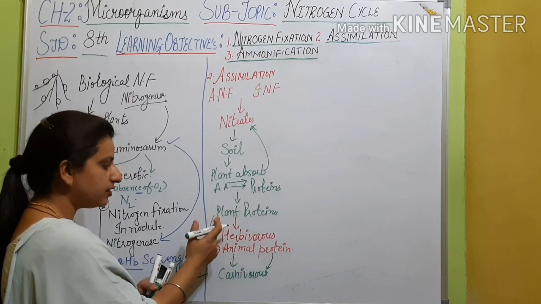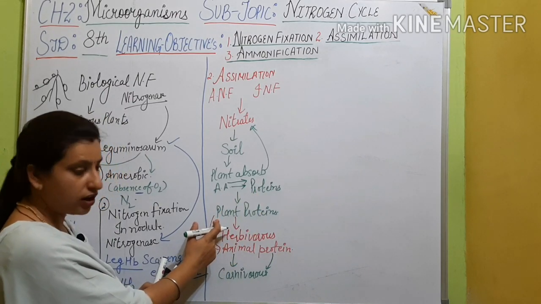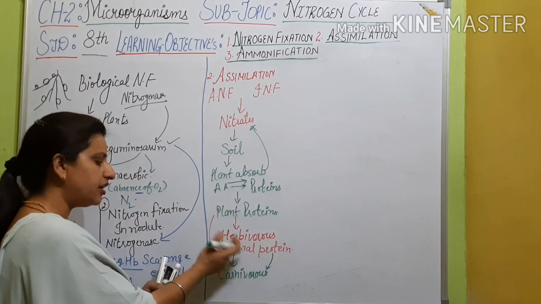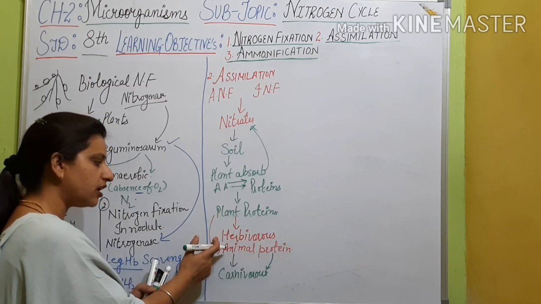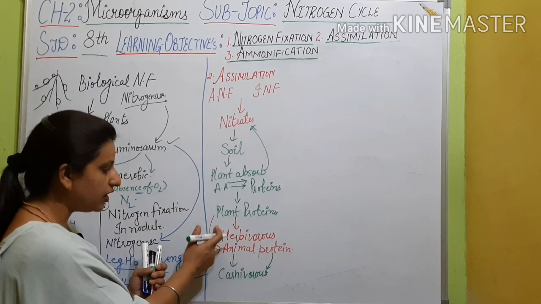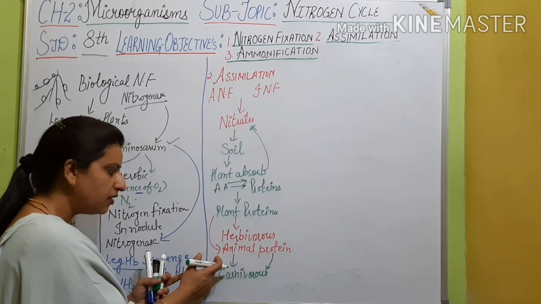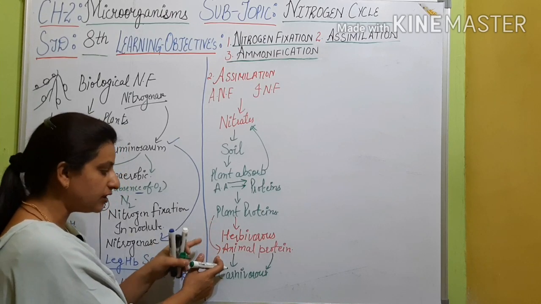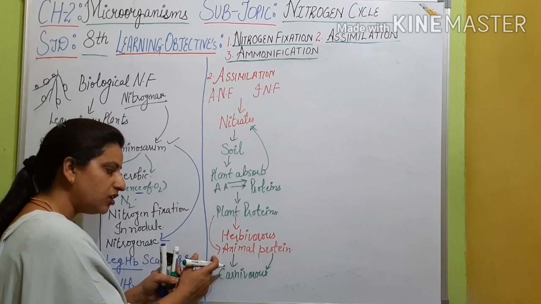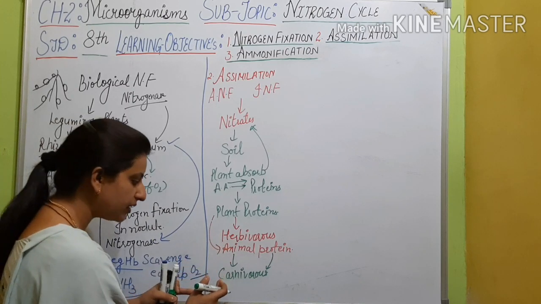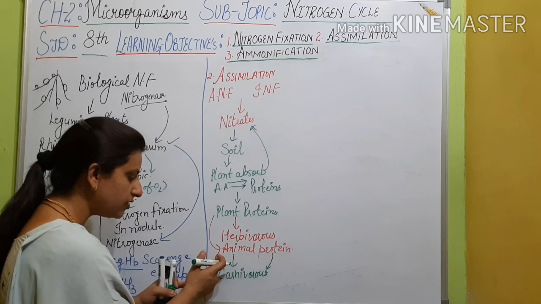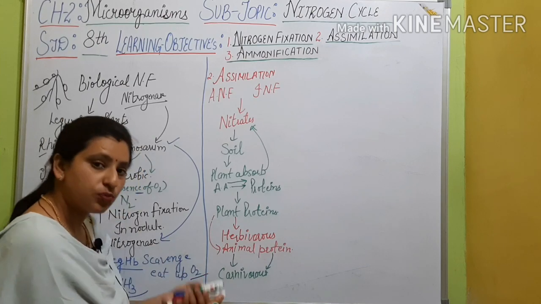These proteins are present in the plant body, so that is why it is called plant protein. Now plants are eaten up by the herbivores, and herbivores are plant eating animals, so they will form the animal protein with the help of this plant protein in their body. Once the animal protein is formed, these herbivores are eaten up by the carnivores. So animal protein is again changed to more complex protein.